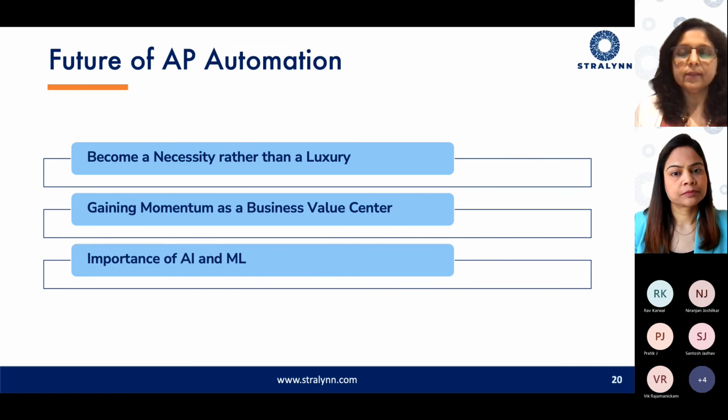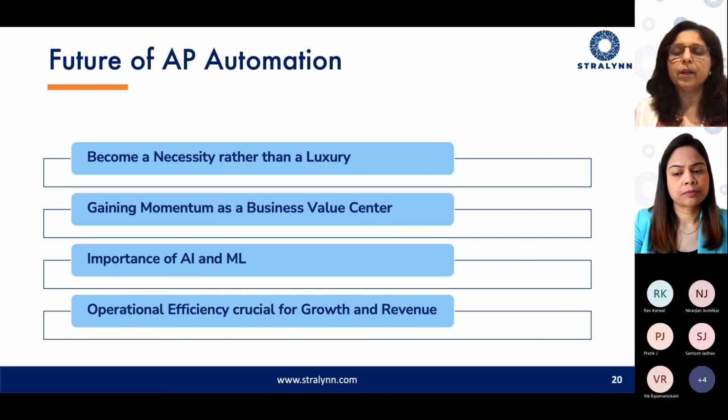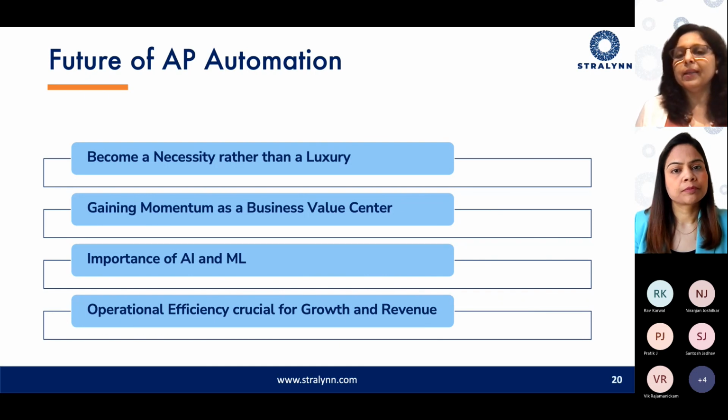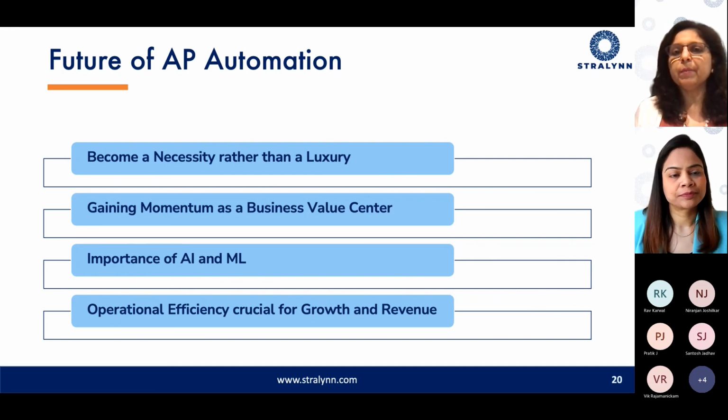It has become a necessity. It is no longer an option. I'll tell you, AP is one of the processes that started much later in the automation journey. It's a back office process. People think it's happening fine, no issues, numbers are done, balance sheets are done, why worry? It is no longer like that. It has become a necessity.